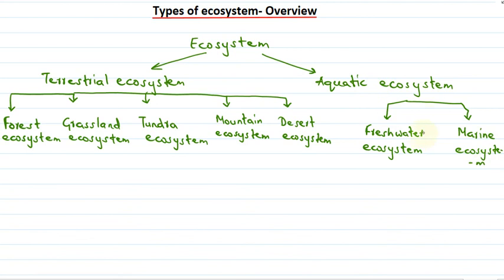So this classification of aquatic ecosystem into freshwater and marine ecosystem depends on the presence of salt in the water. So freshwater ecosystem has lower salt concentration to no salt concentration, whereas marine ecosystem has water with lots of salts present in it. Okay, so marine ecosystem consists of water containing salt content. So based on this, aquatic ecosystem has been divided into two types, freshwater and marine ecosystems.